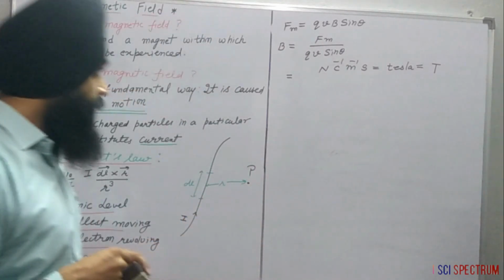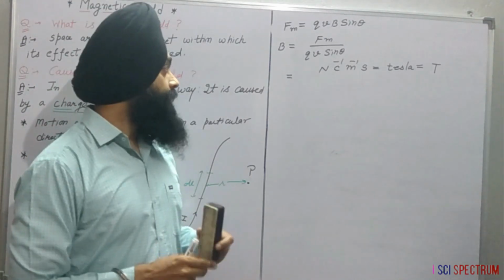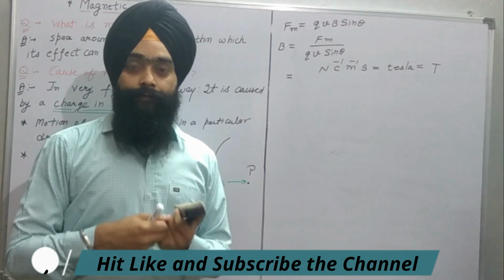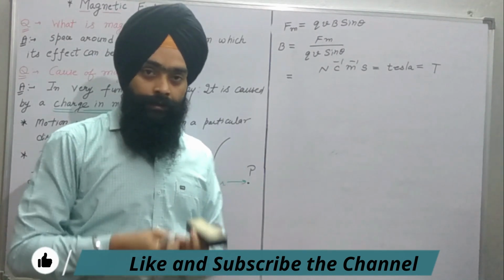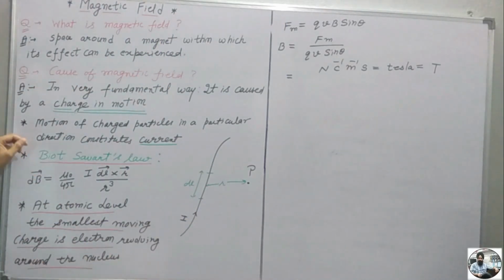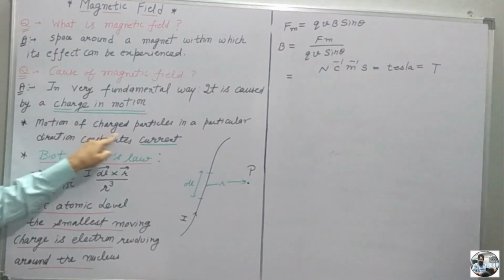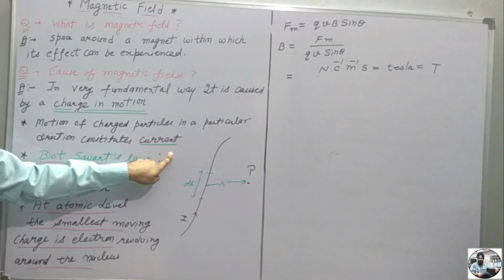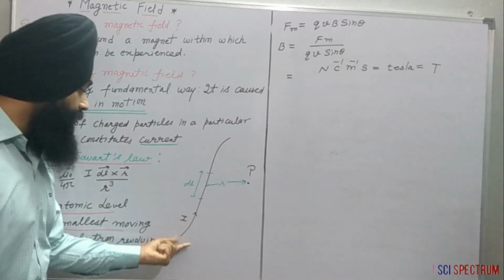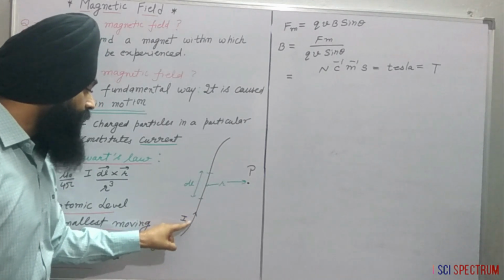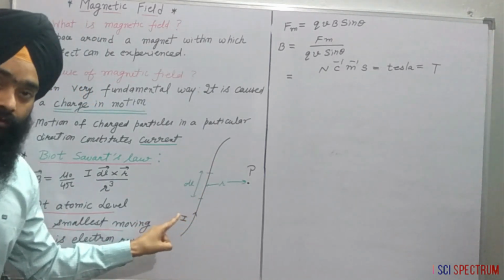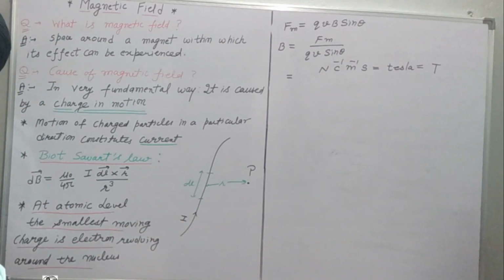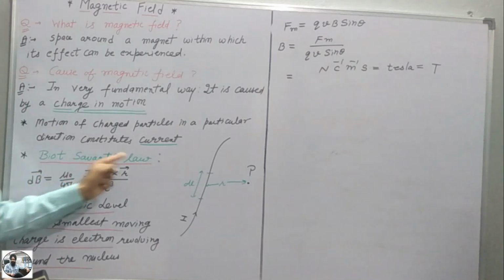Let us come to the other point. This is the force on a charge moving with velocity v. If more than one charge is collectively moving in one direction, that is called a current. So the second point: the motion of charged particles in a particular direction constitutes a current. Whenever a current I is flowing in a wire, a field is produced around this wire, and that field can be measured using Biot Savart's law.